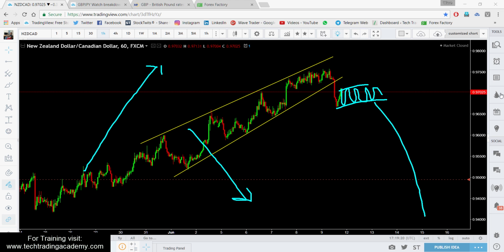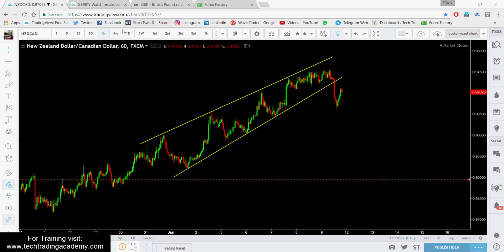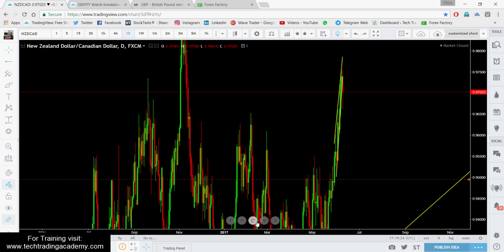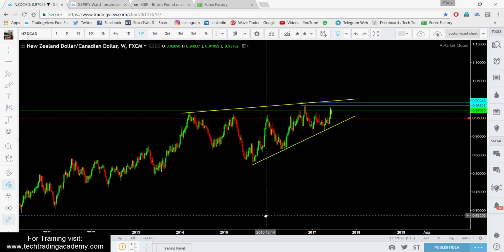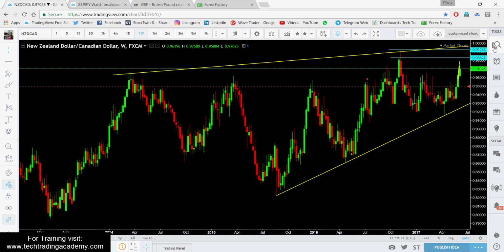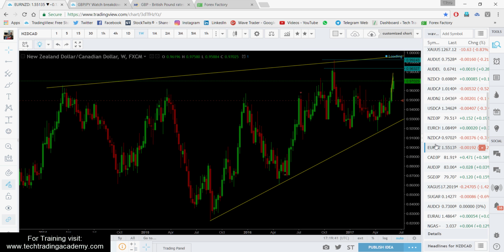So we are at the top on this pair. If we don't see this kind of continuation, price will automatically start to fall back. So we'll see that trade. Good luck to those of you who are looking at this pair, Euro New Zealand dollar.